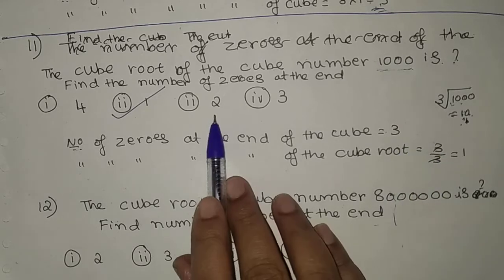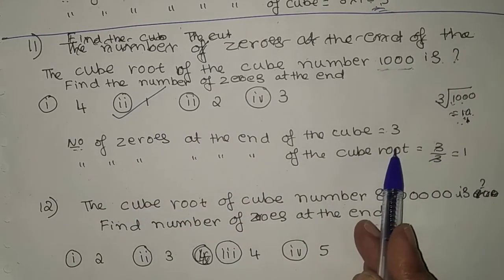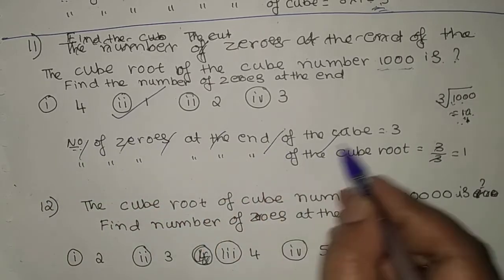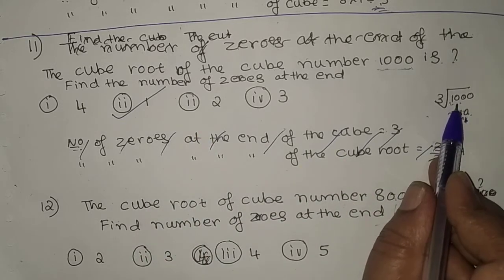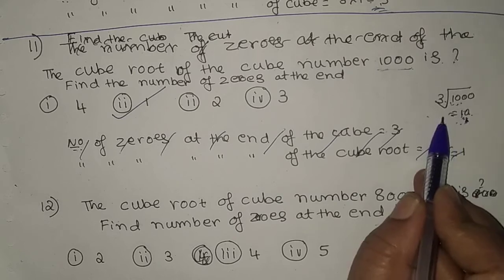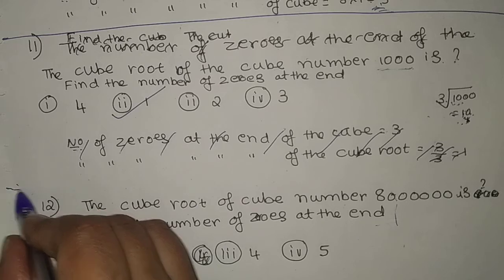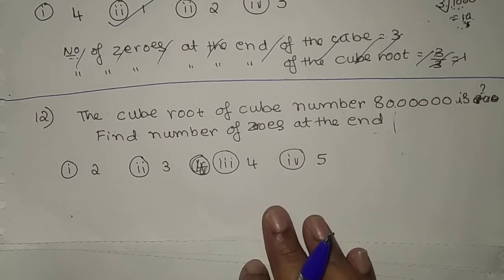In both cases, if we solve directly like this, we get 1, and if you solve like this also, we'll get 1. So don't get confused. I'll just strike out this. Directly you solve in this method. Find the cube root of this 1000, which will be equal to 10. 10 has only one 0, and mark this answer. So finished. We move on to the next one.